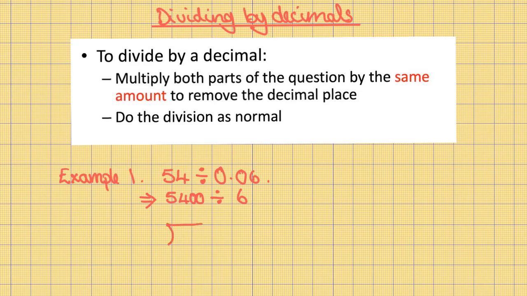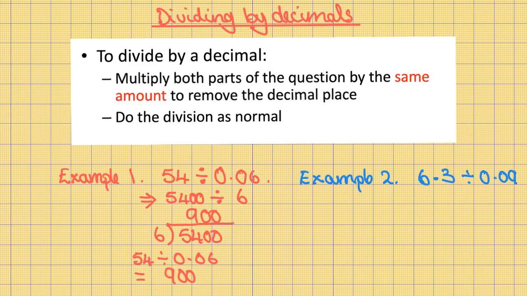So 5,400 divided by 6. 6 into 5 doesn't go. 6 into 54 goes 9. 0, 0. 54 divided by 0.06 is equal to 900. As long as I've multiplied both numbers by the same amount, I won't have to do anything to the answer.